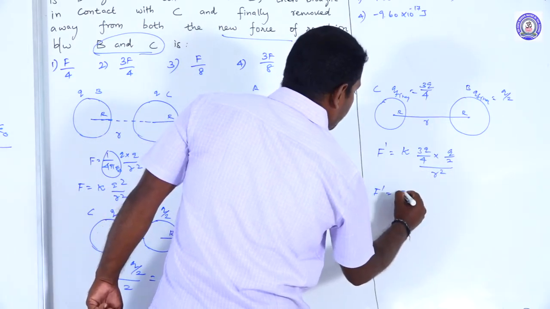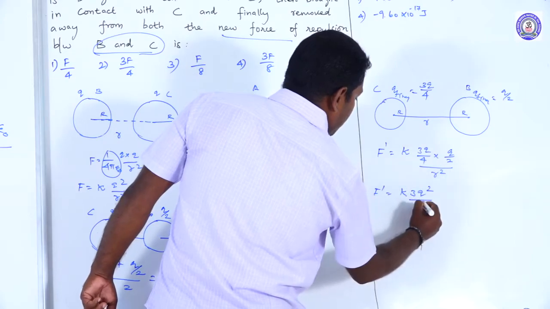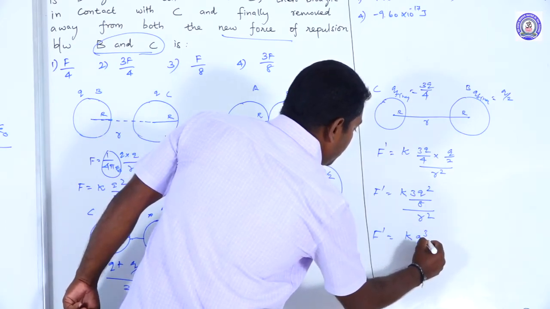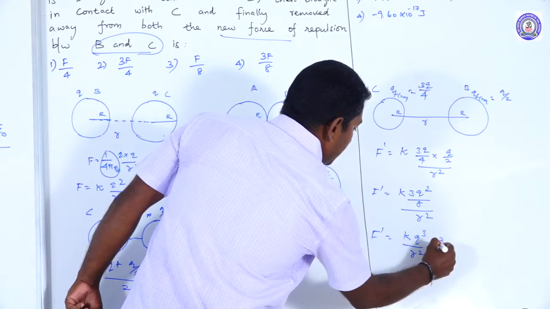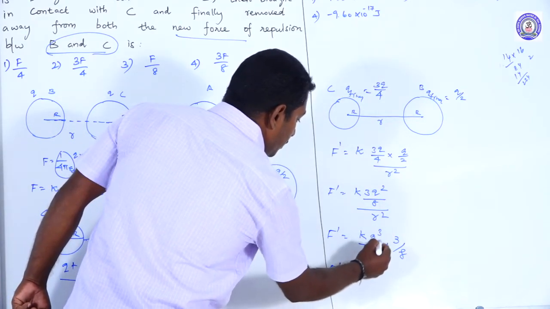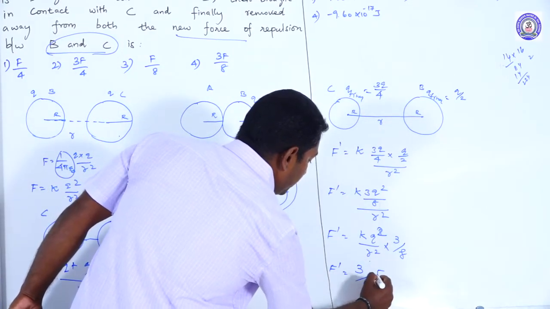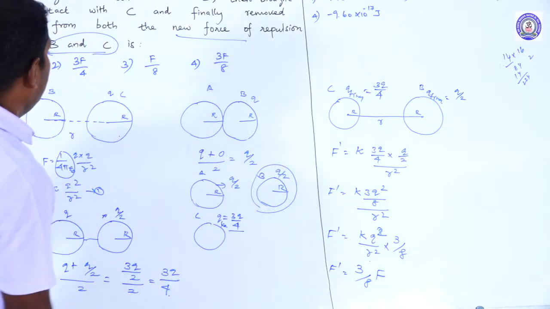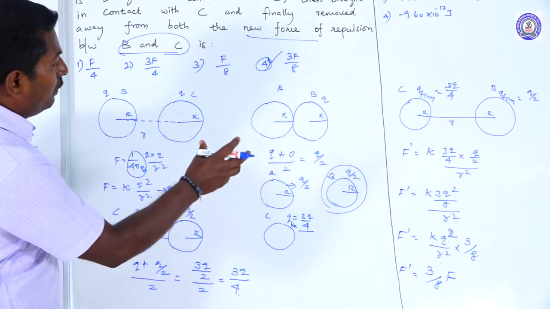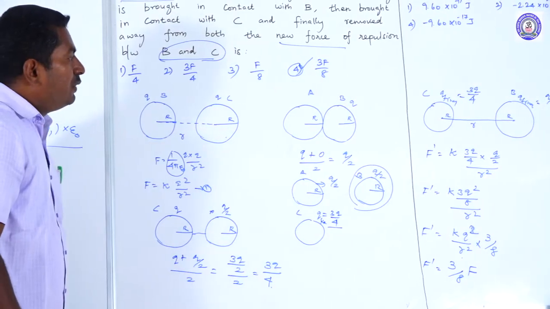Then F prime is equal to K into 3Q square divided by 8, divided by r square. Then F prime is equal to KQ square divided by r square into 3 divided by 8. Then F prime is equal to, since KQ square divided by r square is F, 3 divided by 8 into F. Fourth choice. So easy. The final force of repulsion between the C sphere and B sphere is 3/8 of the initial force of repulsion.